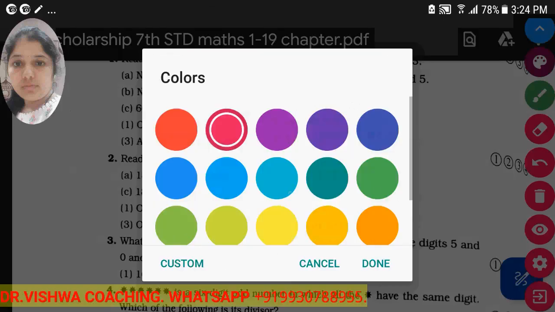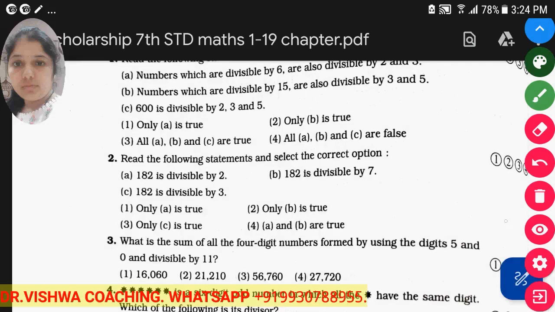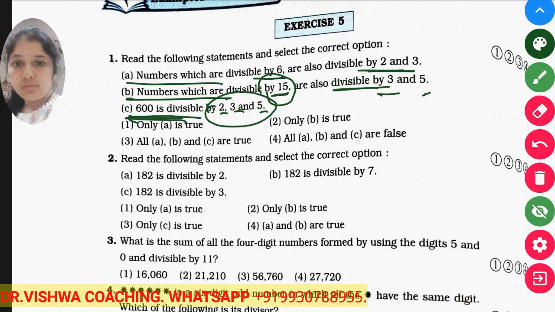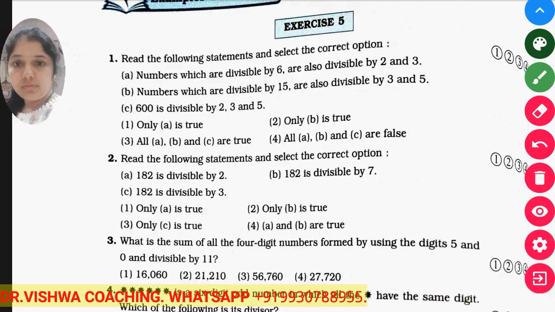Okay, now the questions. Read the following options and say which one is correct. So see, numbers which are divisible by 6 are also divisible by 2 and 3. Yes, because 2 threes are 6. Numbers which are divisible by 15 are also divisible by 3 and 5. Yes. Okay. 600 is divisible by 2, 3, 5? Yes, it is divisible by all the 3. So all of A, B, C is true. Okay. So option C is the correct option.